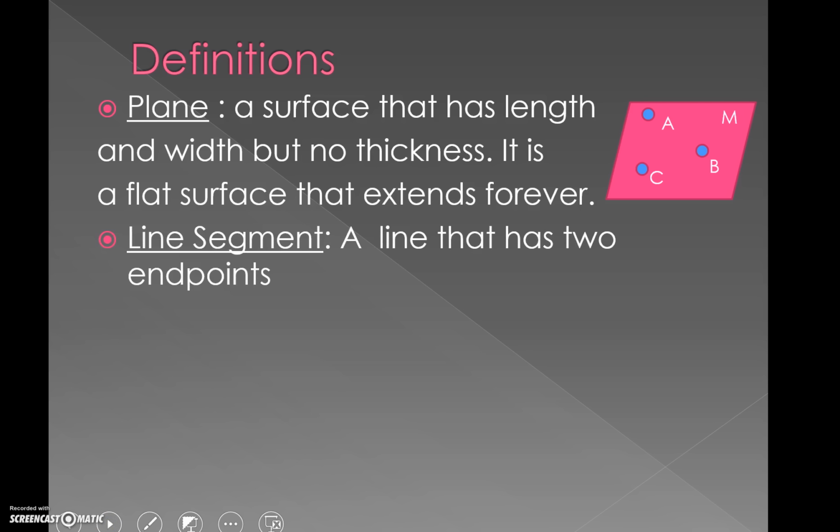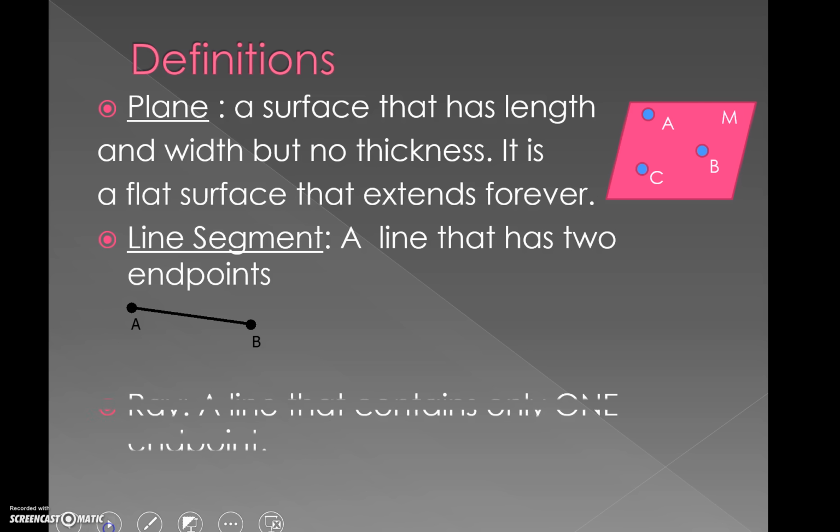The next definition we have is a line segment. This is a line that has 2 endpoints. So what I mean by that is there are no arrows that extend end to end. So this is something that doesn't continue on forever like a line does. It actually has 2 endpoints, A and B.